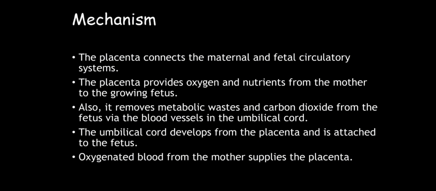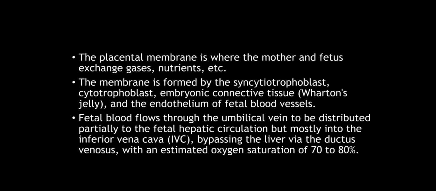Oxygenated blood from the mother supplies the placenta. The placental membrane is where the mother and the fetus exchange gases and nutrients. The membrane is formed by the syncytial trophoblast, cytotrophoblast, embryonic connective tissue, which is the Wharton's jelly, and the endothelium of fetal blood vessels. Fetal blood flows through the umbilical vein to be distributed partially to the fetal hepatic circulation, but mostly into the inferior vena cava, bypassing the liver via the ductus venosus with an estimated oxygen saturation of 70 to 80%.